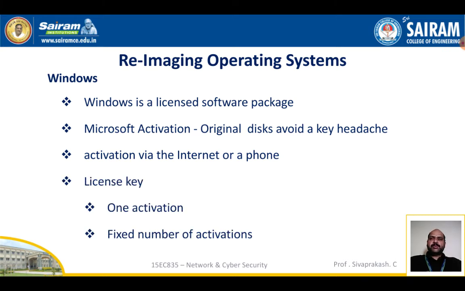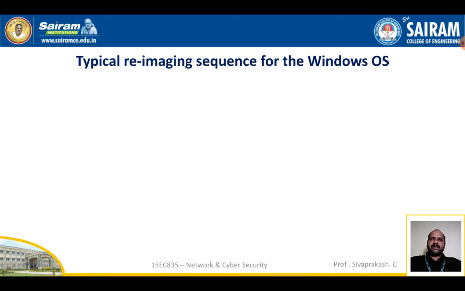One Windows purchase allows one activation per license. Other ways to buy Windows may give a fixed number of activations, such as 10, from the same license key, or more than that from the same license key through the Microsoft Action Pack Software Provider subscription or Microsoft Developer Network subscriptions. Let us see some typical reimaging sequences for the Windows operating system.